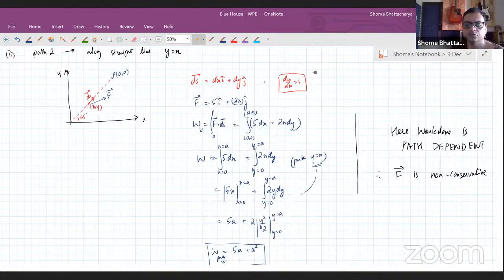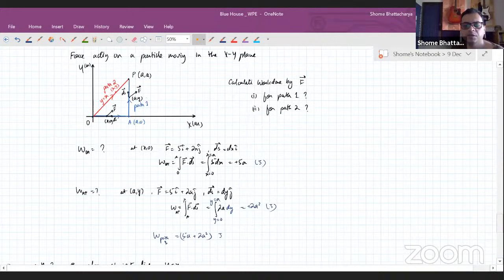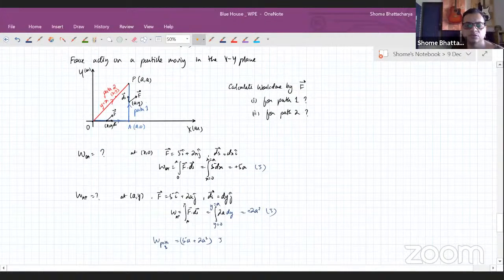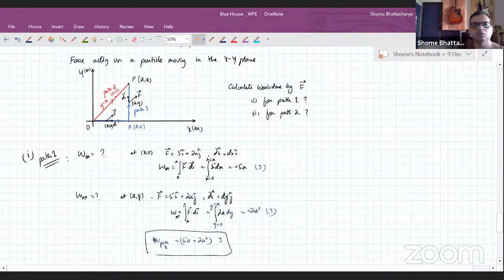Yes, Durgesh, I'll show the first part. But the first part was very similar to the last question we did, so I expected that you should be able to do it. Anyway, note down the first part. Work done for path 1. Then we'll come back to path 2.